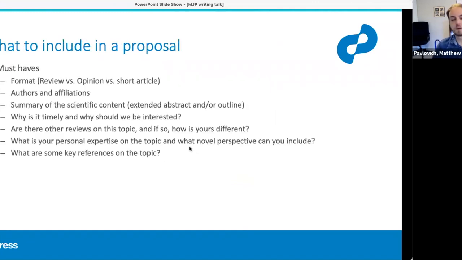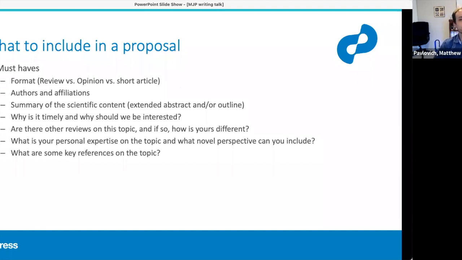So if you write a proposal, what do you want to include? Format for sure, and again, these formats differ depending on the journal. These are a few that we consider at mine. Authors and affiliations seem obvious, but some people end up omitting that. Summary of the content, so we can consider it in the form of an extended abstract or an outline. We sometimes ask for a point-by-point summary.